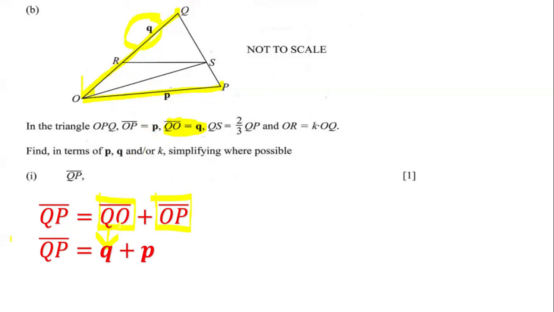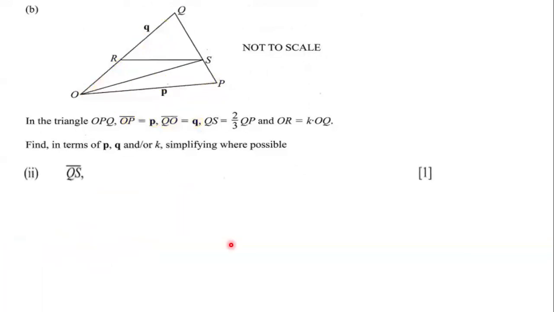So that's Q. And then what is OP? OP is equal to P, and that makes sense because if we look at the diagram, OP is equal to P. So that means that QP is equal to Q plus P. And that's the answer to this question.